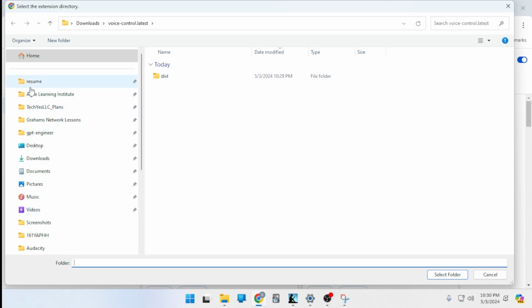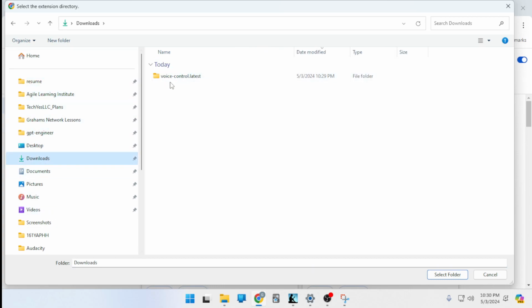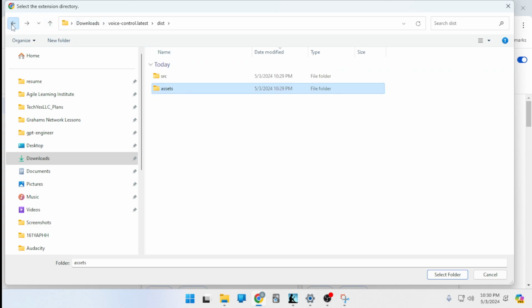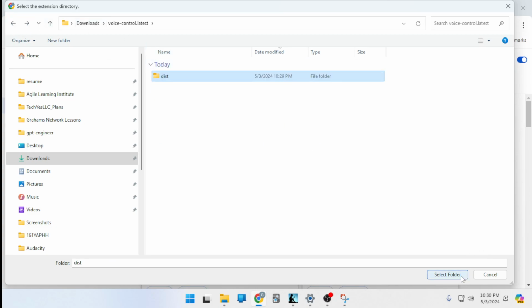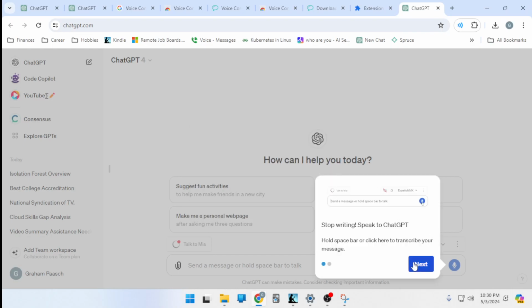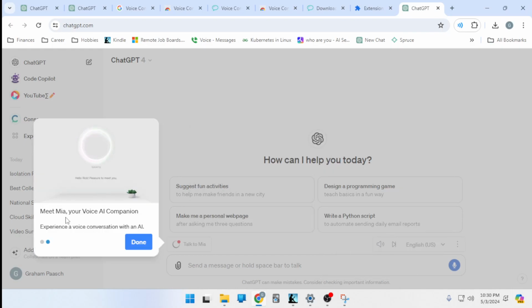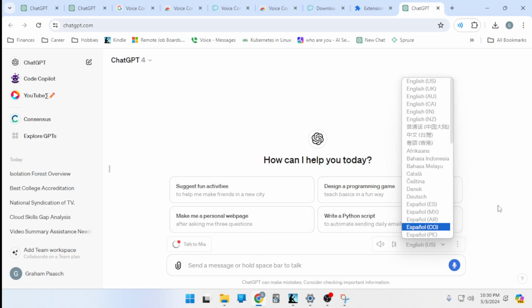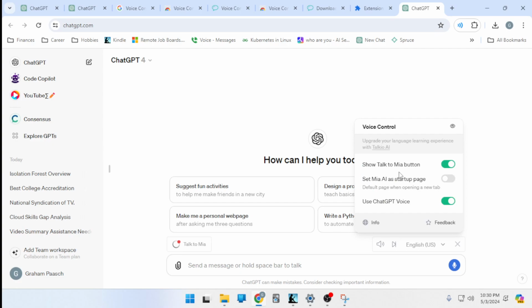So let's go back to the downloads. And now we've got voice control later. Okay, so now we've got dist, we've got assets. So let's select this dist folder now. Okay, and that was the correct folder to select, the dist folder rather than the top level one. So that'll probably trip up a lot of people who aren't as skilled at this sort of thing. So be aware of that.